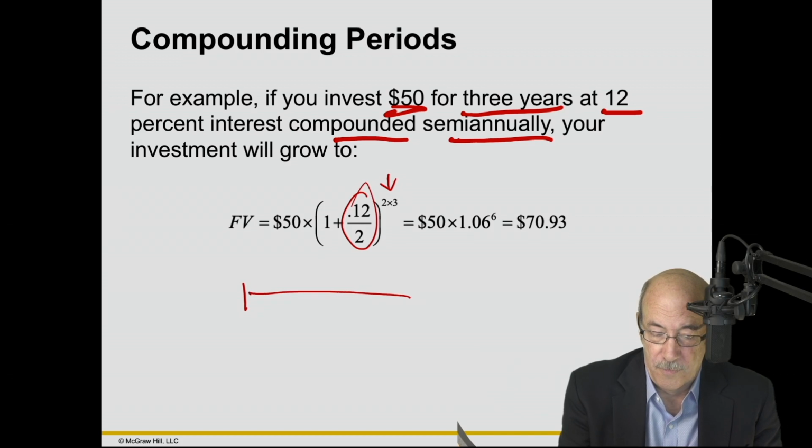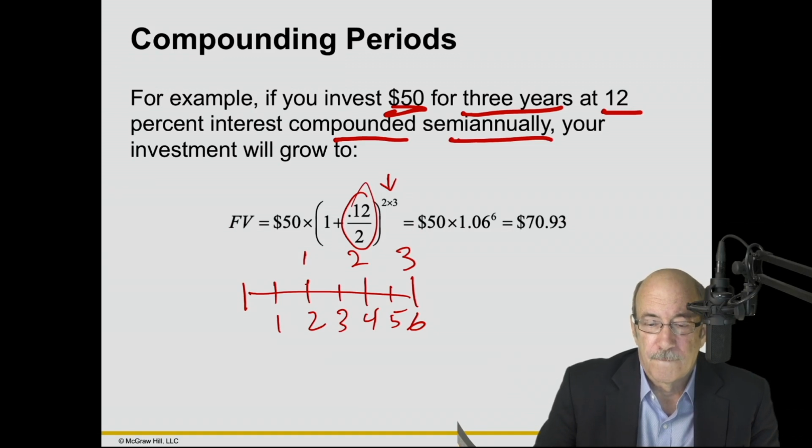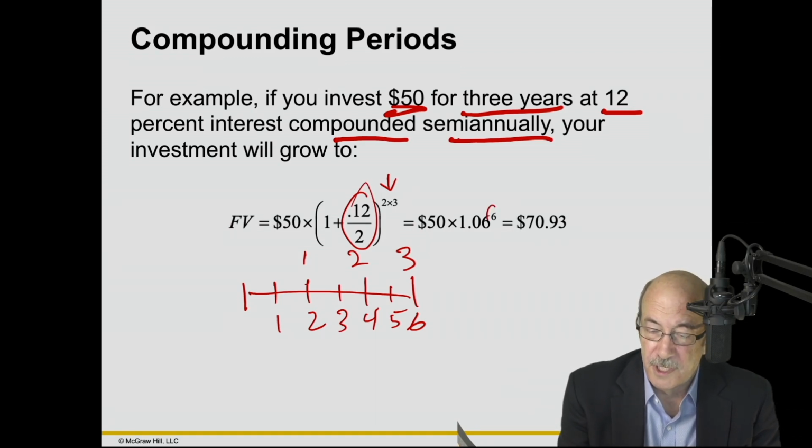We've got 1, 2, 3 years, and since it's semi-annual, we split each of those. So now we have 1, 2, 3, 4, 5, 6 periods. Now our exponent is 6, our rate is 6%, and $50 times 1.06 raised to the 6th is $70.93. Hopefully that clarifies anything that wasn't crystal clear when I was just discussing it in a more abstract setting.